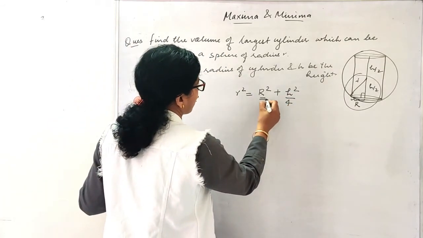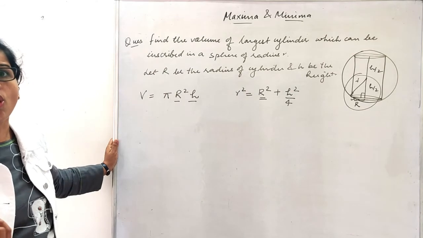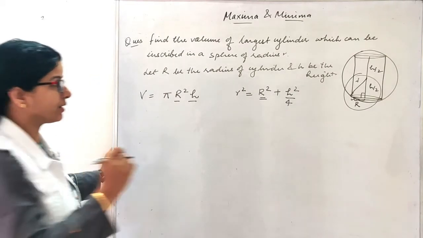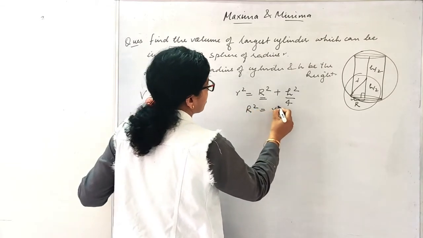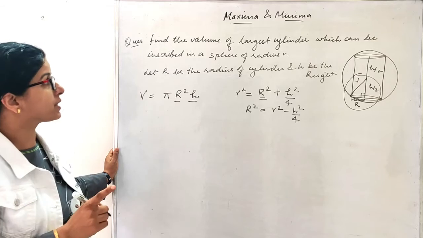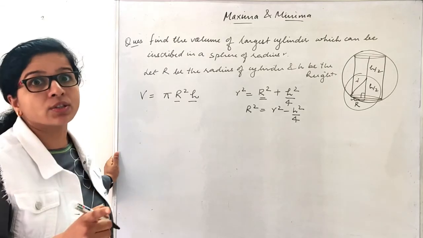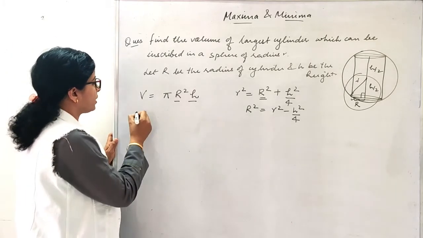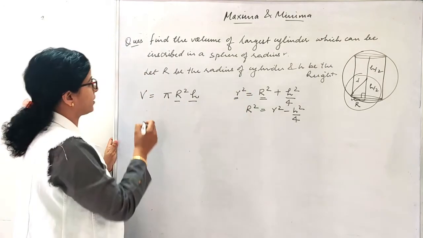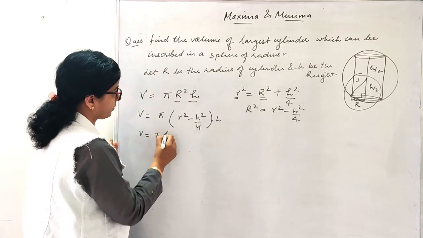From here I can find the value of the radius of the cylinder in terms of the radius of the sphere, right? That's what we have been doing in other questions also. And whatever is given, always remember students, that is always constant. So here the radius of the sphere is given to us, that will be constant.